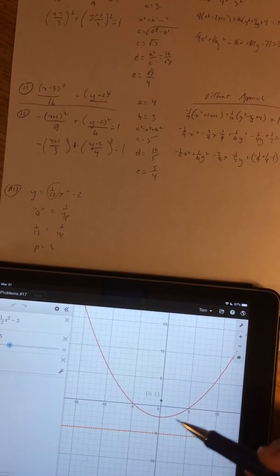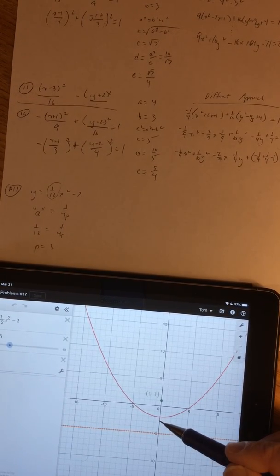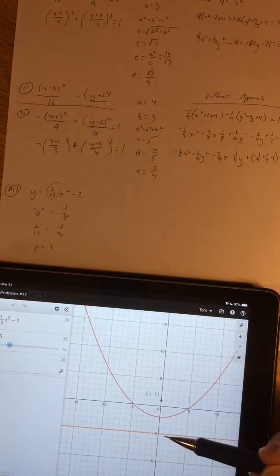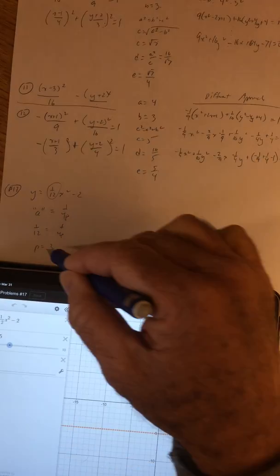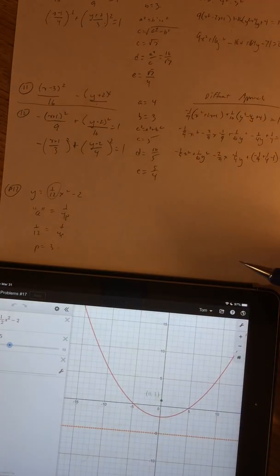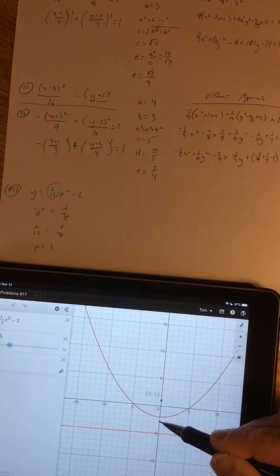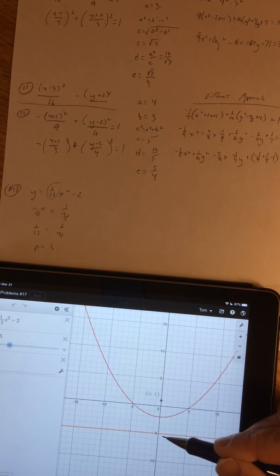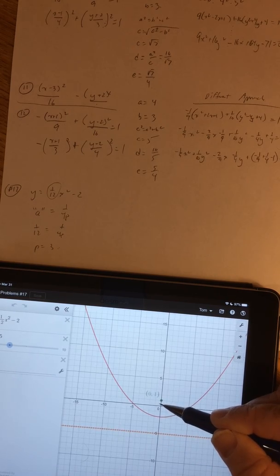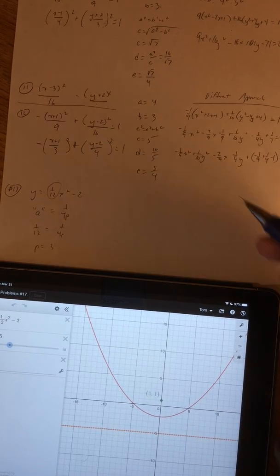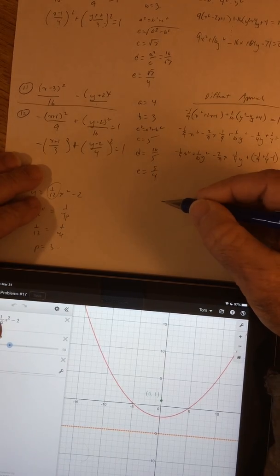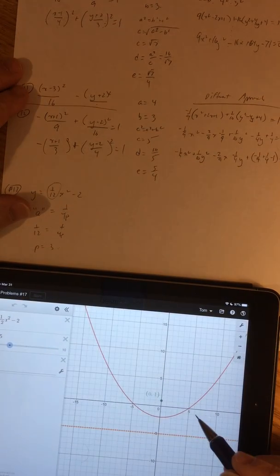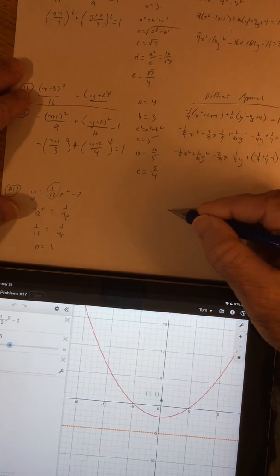This distance from, there's the vertex, and that's from the equation 0, -2. So the vertex is at 0, -2. If the distance p, which is the distance from directrix to vertex or focus to vertex, is 3, that makes the directrix the horizontal line y is equal to -5, and the focus at 0, 1.